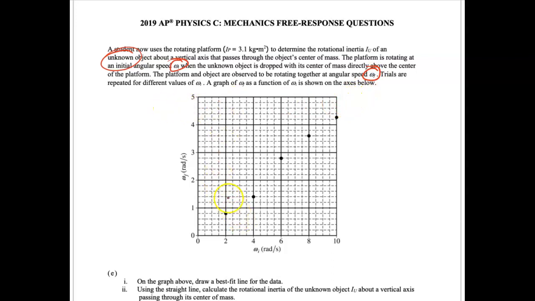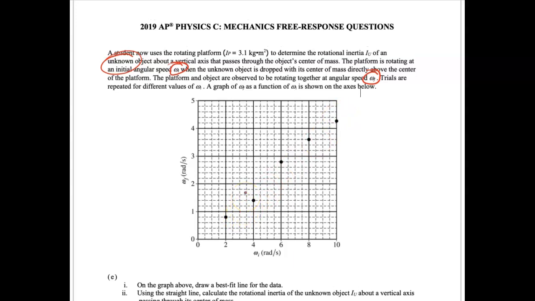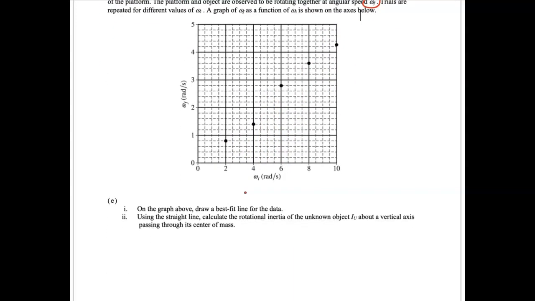Trials were repeated, and then we have different values of the speed. So as we increase the speed, we see that there's a linear relationship here. So next thing, we have to draw a straight line. So this, you'll definitely want to use a ruler. So ruler for sure. And I don't think I have a line tool. And so, yes, I do.